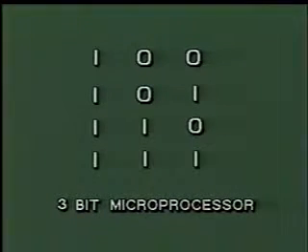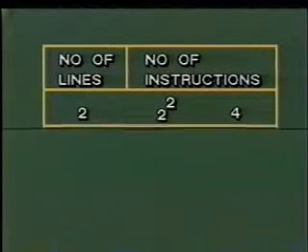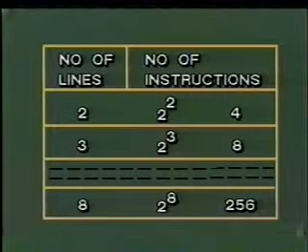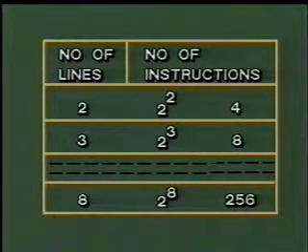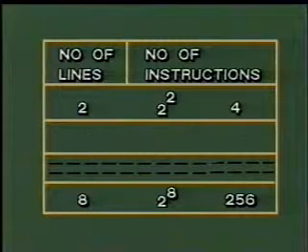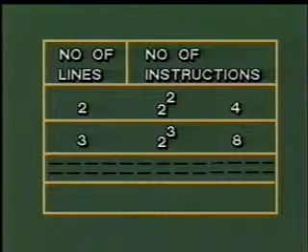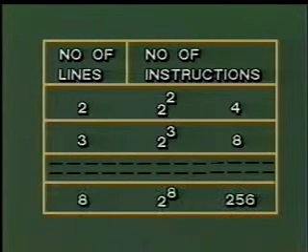But to make this simulated microprocessor a sufficiently powerful system, it has to have more numbers of data lines or wider data bus so as to accommodate more number of instructions. If the number of lines are 2, the maximum number of instructions can be 4, and if the number of lines are 3, the maximum number of instructions can be 8. Similarly, if the number of lines are 8, we can have 256 different instructions.